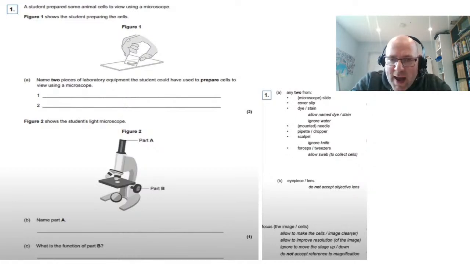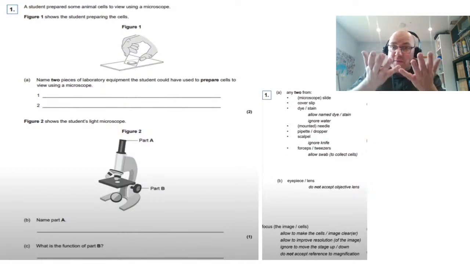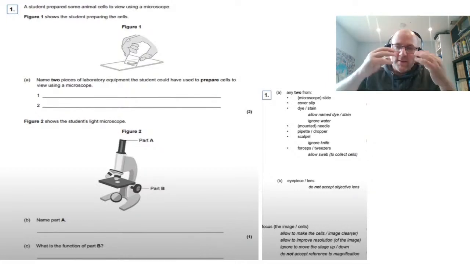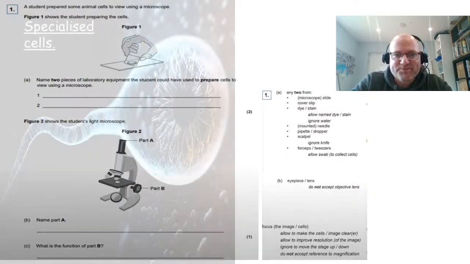And then part A is focus. For B, it focuses the image, allows the cells to be made clearer, improves the resolution. They've said ignore moves the stage up and down because that's not the function, which is to bring the image closer to your eye so you can see it. I mean, it does move the stage up and down, but that's not its job. Its job is to actually bring the image into focus. Ignore means you wouldn't lose a mark, though. It just means you wouldn't get the mark.